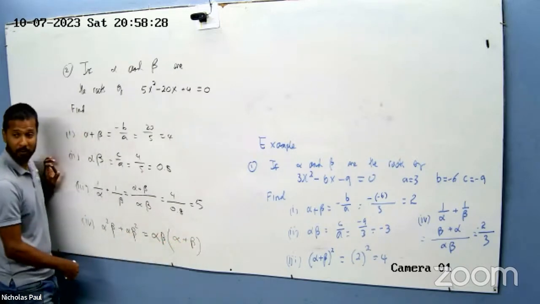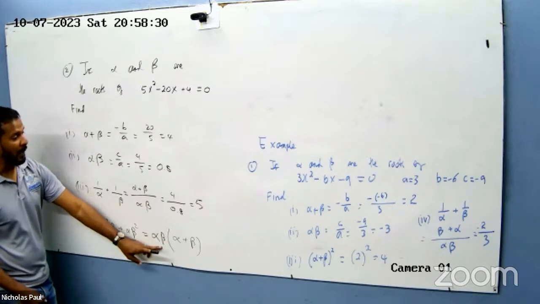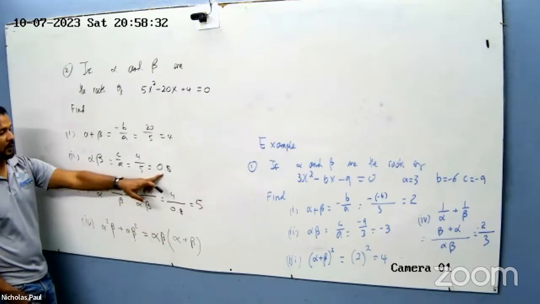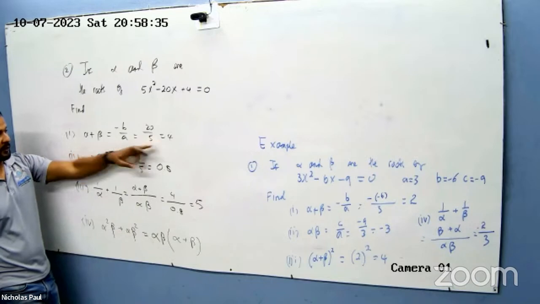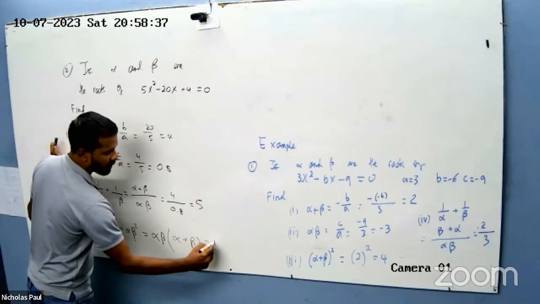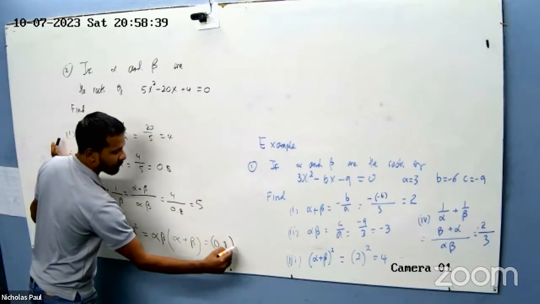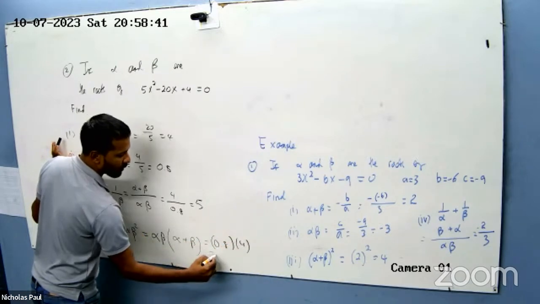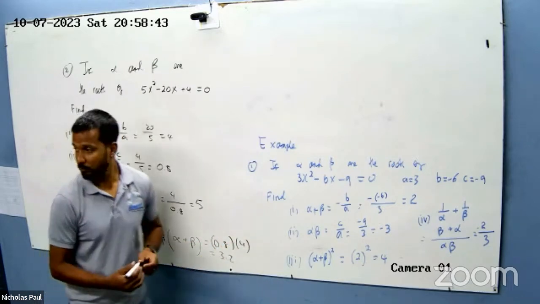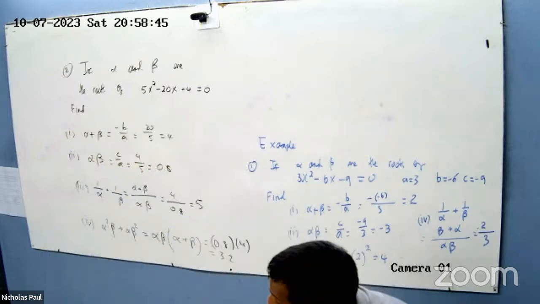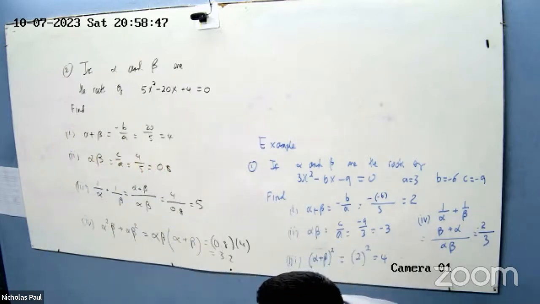This looks nicer now. Alpha by beta is 0.8. Alpha plus beta is 4. So that'll be 0.8 multiplied by 4. That's 3.2. I didn't give you enough time to finish it up, but let's see if anybody online got it. So if you got the first 3.